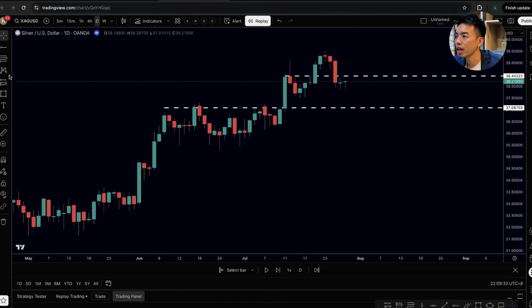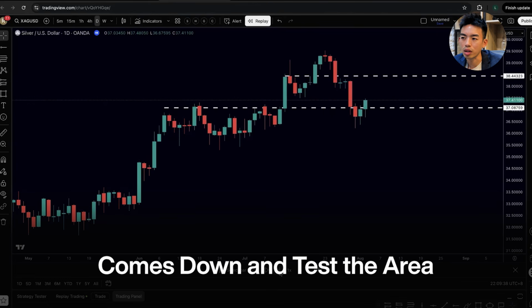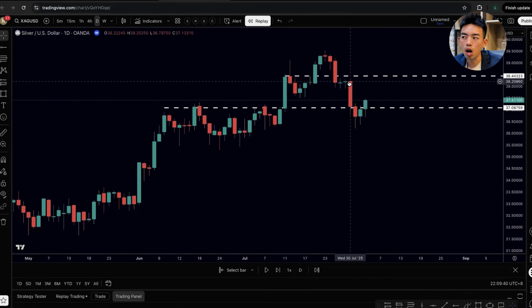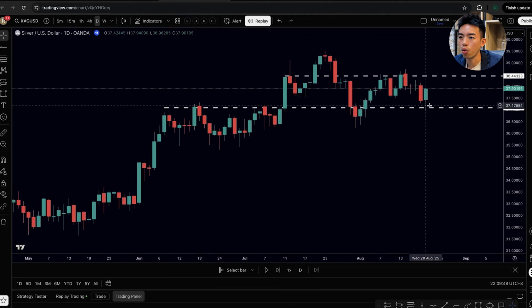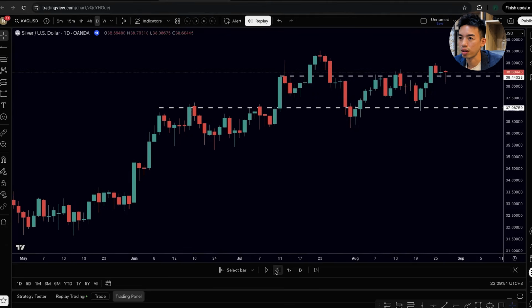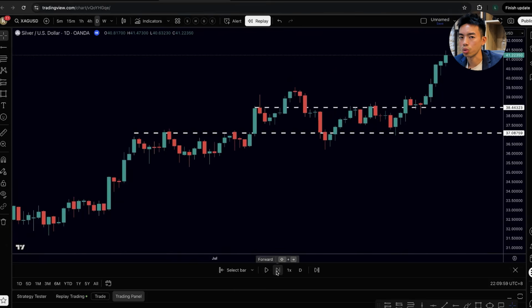And if I play this forward, you can clearly see we come down, tested that area, right? Initially have strong seller momentum coming down, followed by a reaction back up, and then we retest that area one more time right here, and then we actually made our way to higher highs.